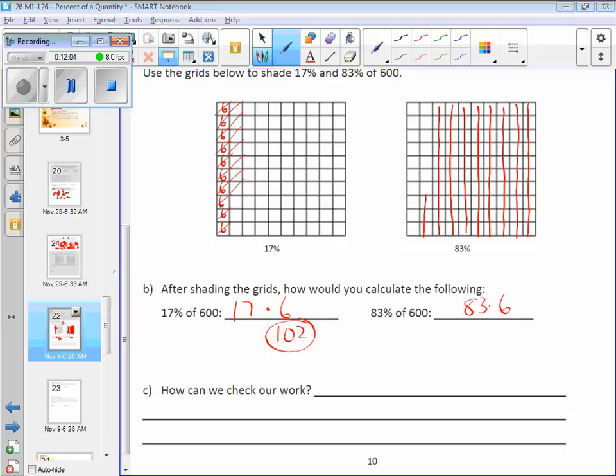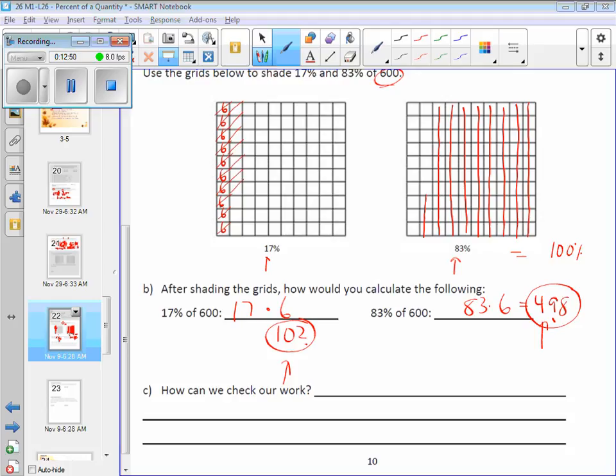Sebastian, what'd you get? 498. Did you get 498? Yes. Circle it. Ready? Watch. Part plus part makes whole. Part percent plus part percent makes whole percent, 100%. Ready? 102, is that a part or a whole? 498, is that a part or a whole? Part plus part makes whole. Okay?